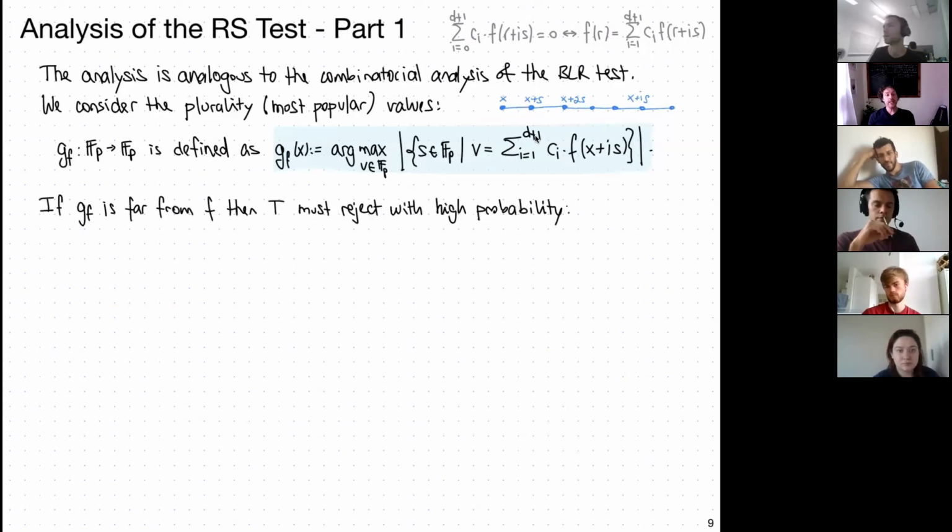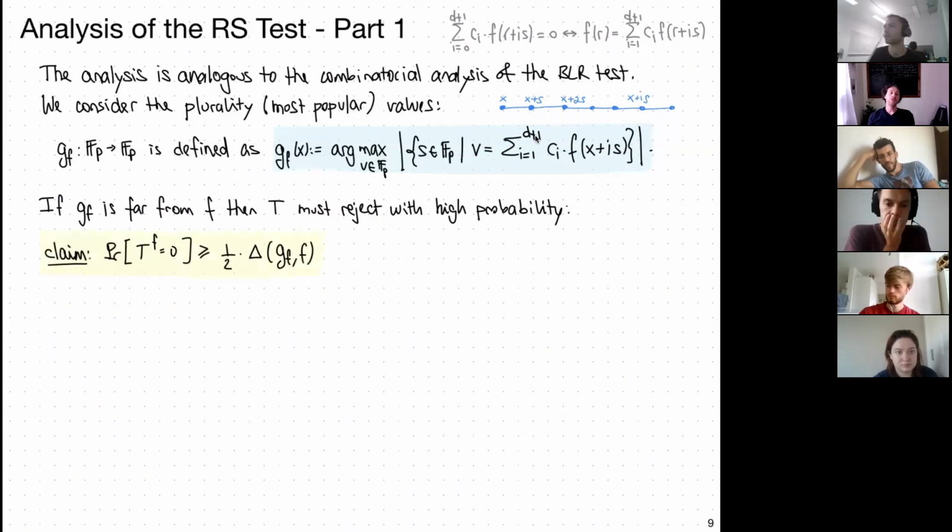And we want to say that if this thing is far from the function, then we'll reject with high probability. Or more formally, we want to say that the rejection probability of our algorithm, which checks these local constraints, is the distance from the plurality vote to the function. Now, do you remember what we did? What was the idea of doing it yesterday?